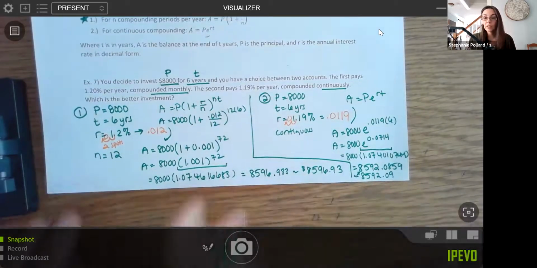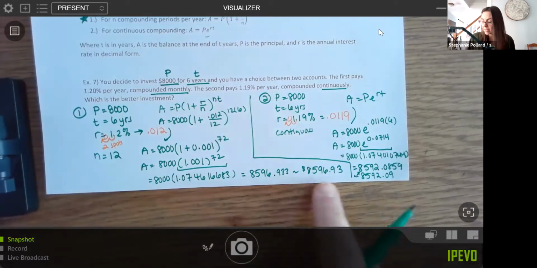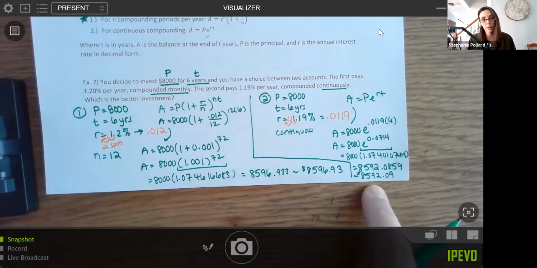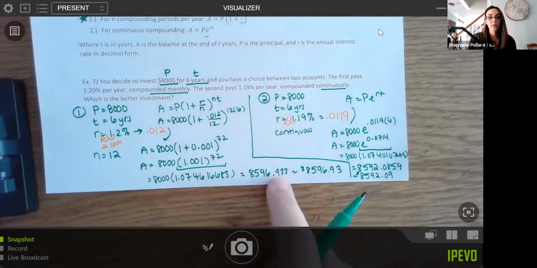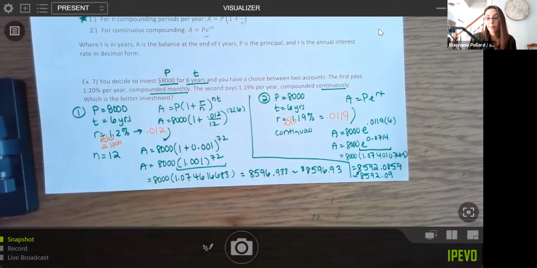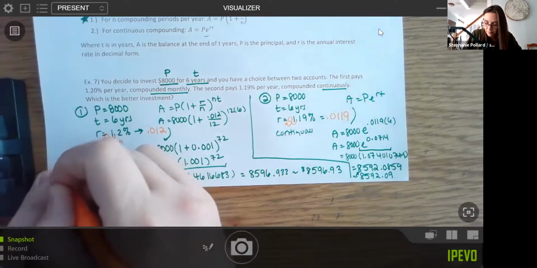Now those values are really, really close. Right here, I have $96. Here I have $92. So in this case, this is a better option for us. So again, if we're investing the money, we want to make more money. So it kind of depends on who's doing the investing, right? If it's us, we want to make more money. So the better option here is option 1.